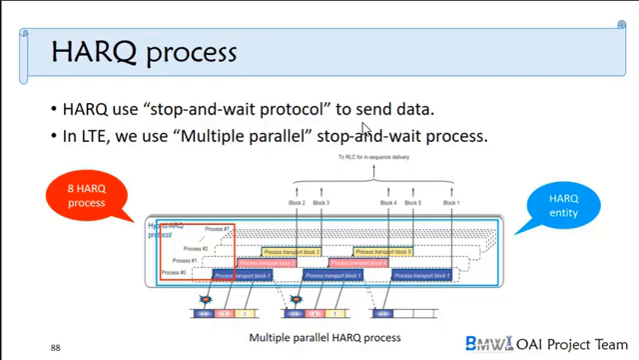So in LTE, we use multiple parallel stop and wait processes. Like this, we have 8 HARQ processes. So I can transmit one and not wait for it to respond whether it got the data or not, and I can send another one. But it will cause a problem: maybe I send 0 first, but I receive 5 first. So in the RLC, we need to arrange its order.